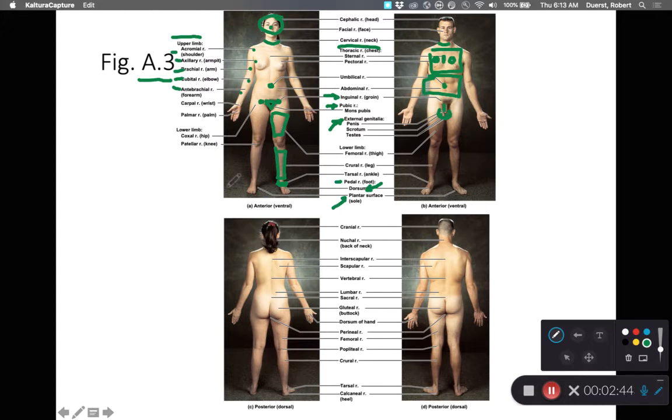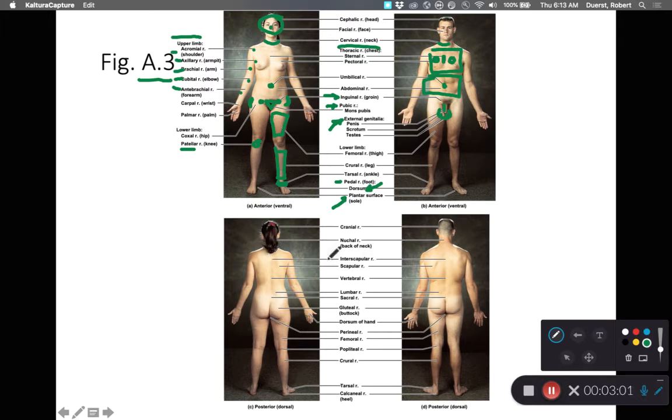When we look at the back, I forgot a couple over here. We also have coxal. Coxal is more of a side area that refers to the lateral margins of the hips. Patellar refers to the kneecap.